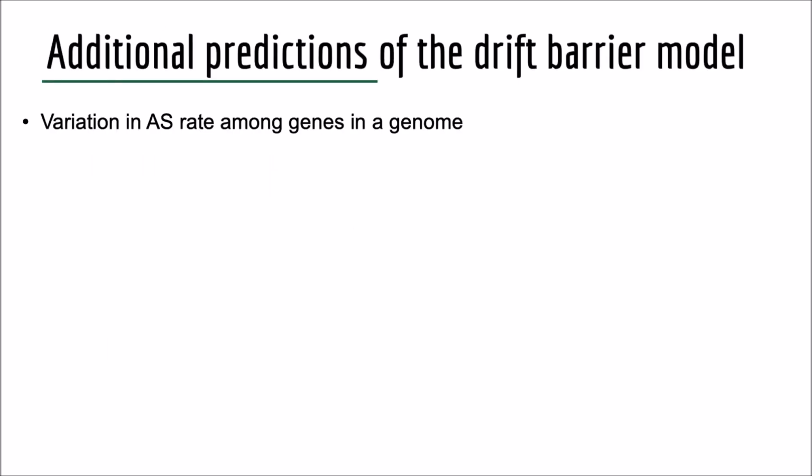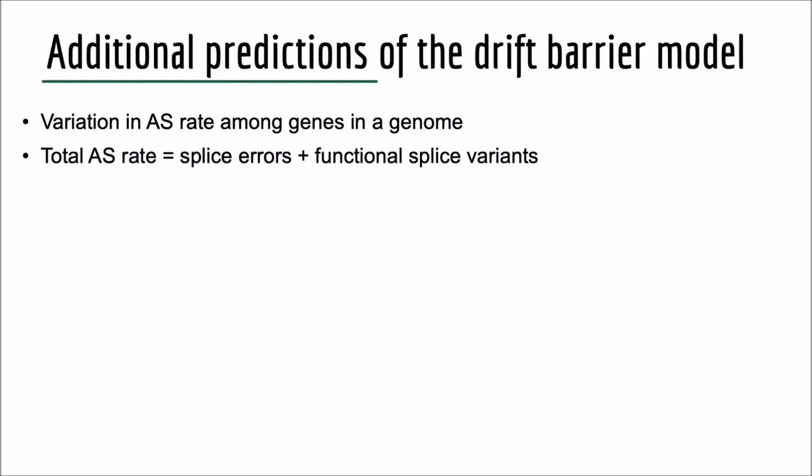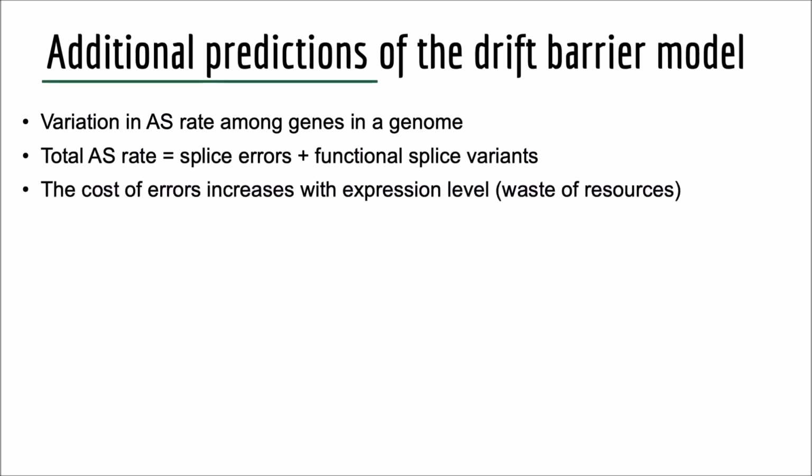An additional prediction of the drift barrier model is that the rate of alternative splicing is also expected to vary among genes in a genome. Because the rate of alternative splicing, in fact, corresponds to a combination of the rate of splice error plus the rate of functional splice variants.